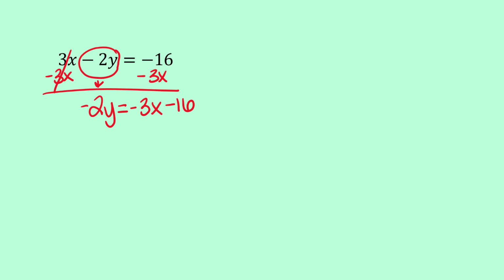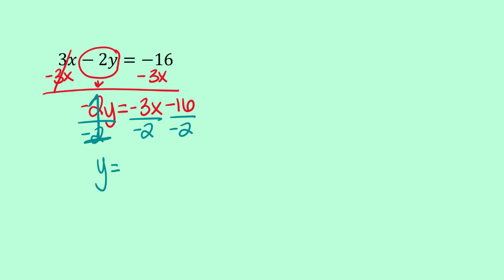Our next step to get y all by itself is to divide by negative 2. But this time we need to make sure that we divide absolutely everything by negative 2. Negative 2 divided by negative 2 gives me a positive 1. So over on this side I'm left with y equals. Negative 3x divided by 2 is going to stay as a fraction.